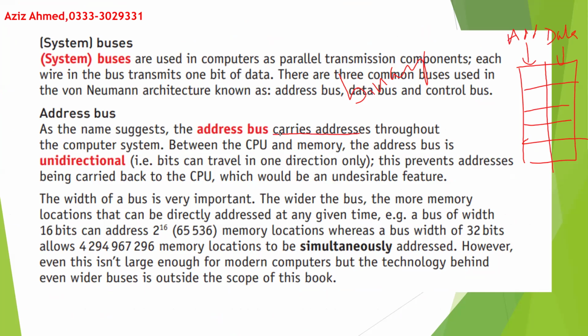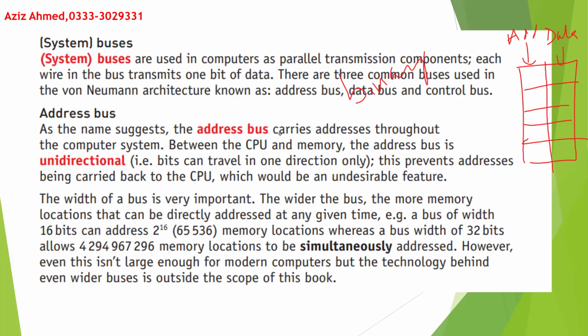Between the CPU and memory, the address bus is unidirectional because the CPU only needs a read operation. Bits can travel in one direction only. This prevents addresses being carried back to the CPU, which would be an undesirable feature. That is why computer engineers made a unidirectional address bus.